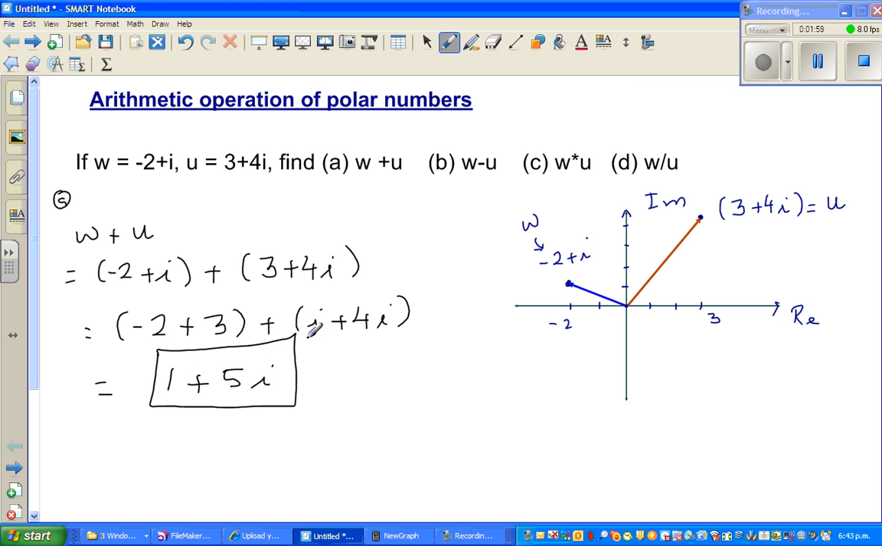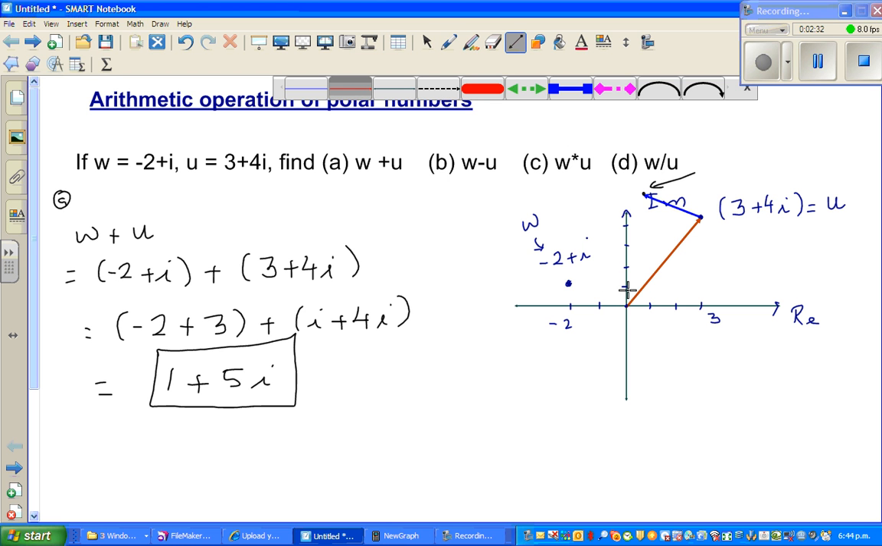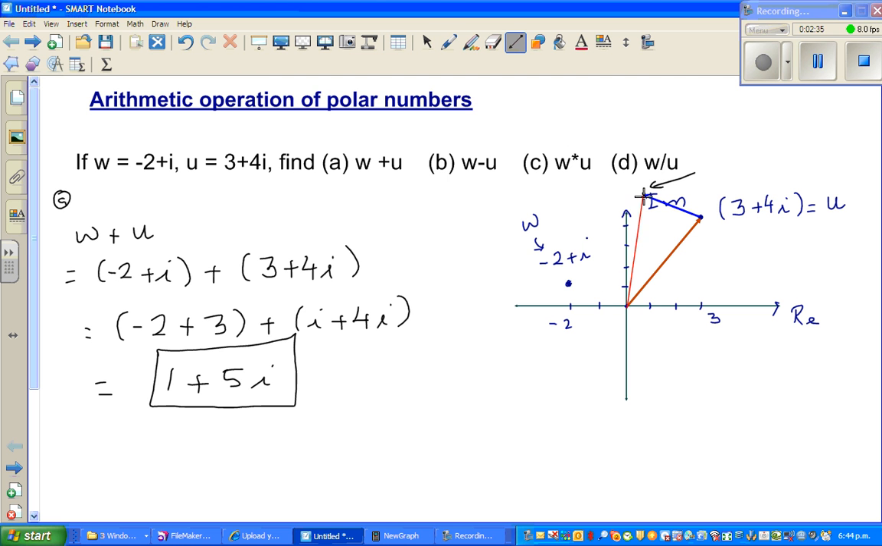If you learned physics in level 1, level 2, or level 3, what you're doing is adding this vector and moving this vector. When you're adding vectors, you put head to tail. Can you see, this is 1 plus 5i. Can you see, this is 1. If you draw the resultant vector, this resultant vector would become 1 plus 5i. That is what it means.